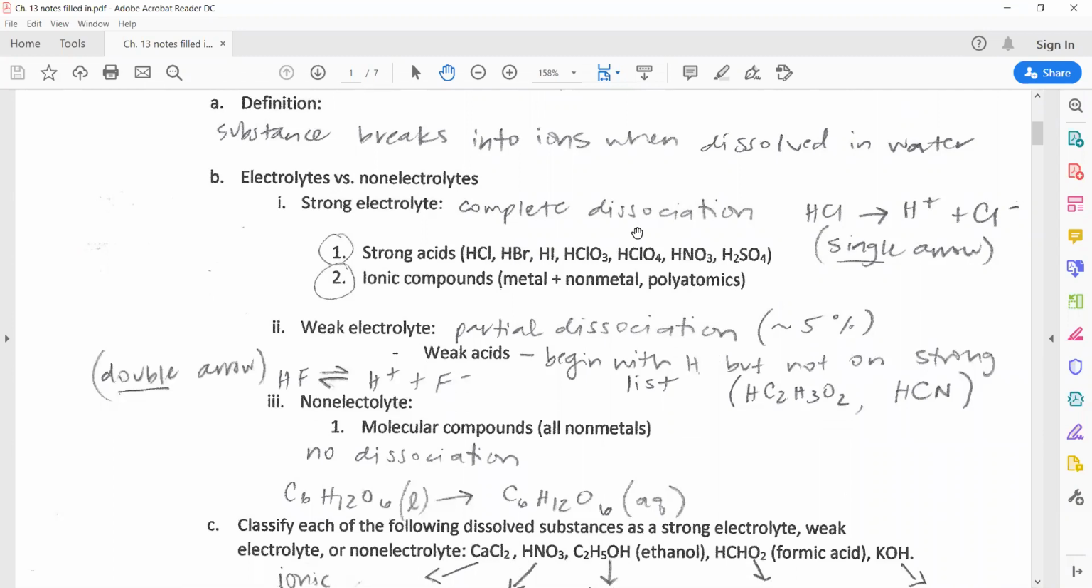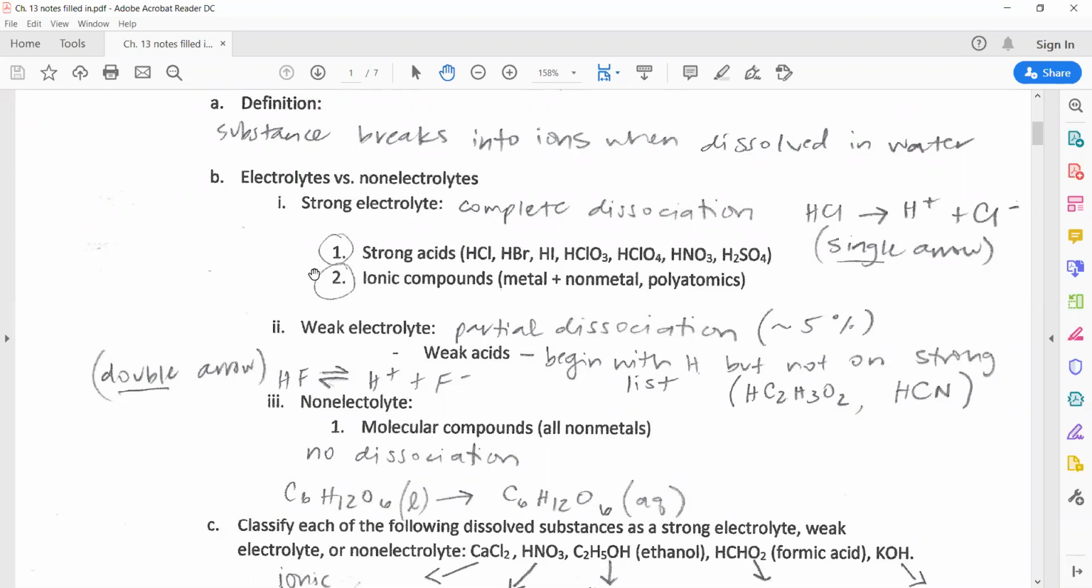If you are a strong electrolyte, what that means is every compound that goes into water will 100% break into ions. What that means is there's complete dissociation. It completely breaks into ions. It's also a very good conductor of electricity because it is made up of a bunch of ions. So here, for example, HCl, as soon as it gets to water, it will break into H plus and Cl minus. We use a single arrow here to show that every single HCl will break up.